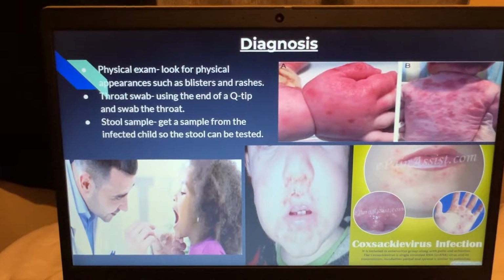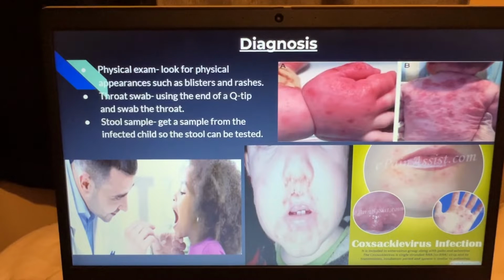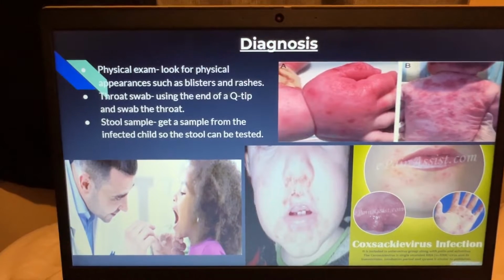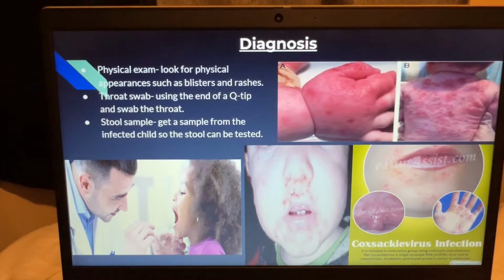For the diagnosis, you can get diagnosed by your doctor with a physical exam. They'll look for blisters or rashes, as you can see in the picture on the right-hand side. They can also do a throat swab, so it's almost like doing a flu test when they swab your throat, or they can take a stool sample. They usually do that in kids, and that's how kids are usually tested.